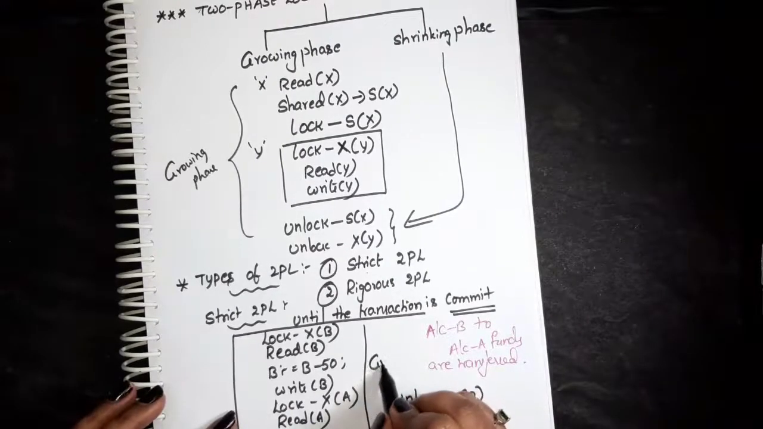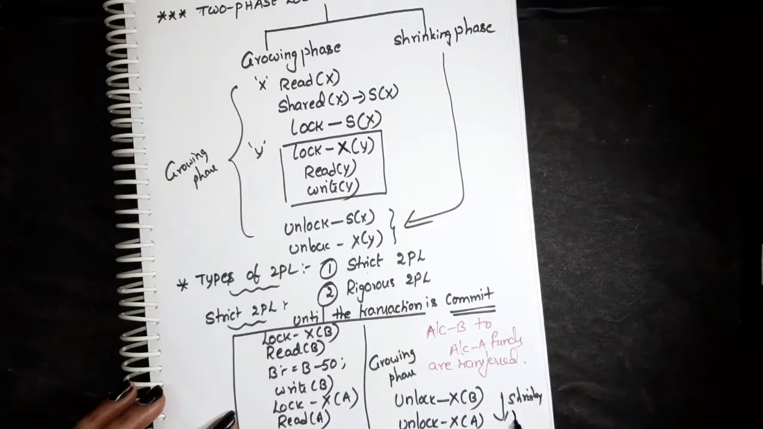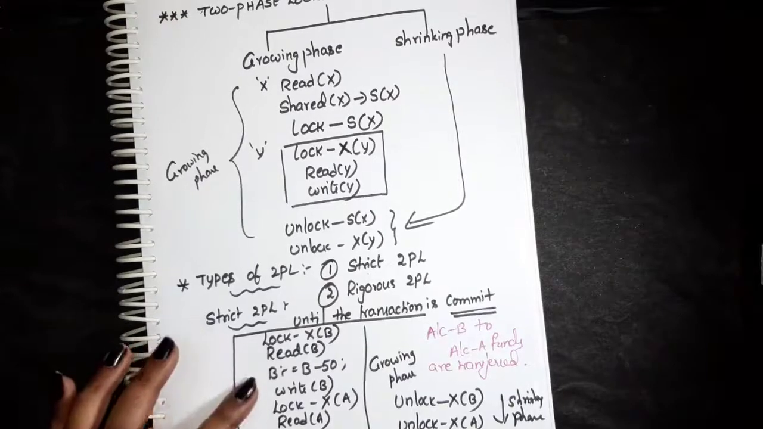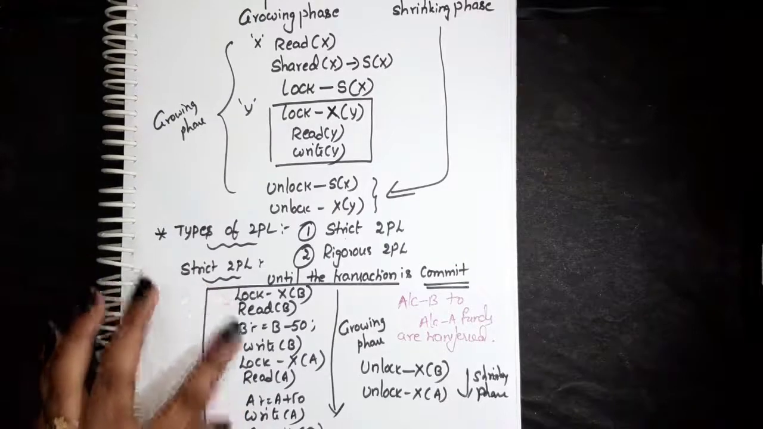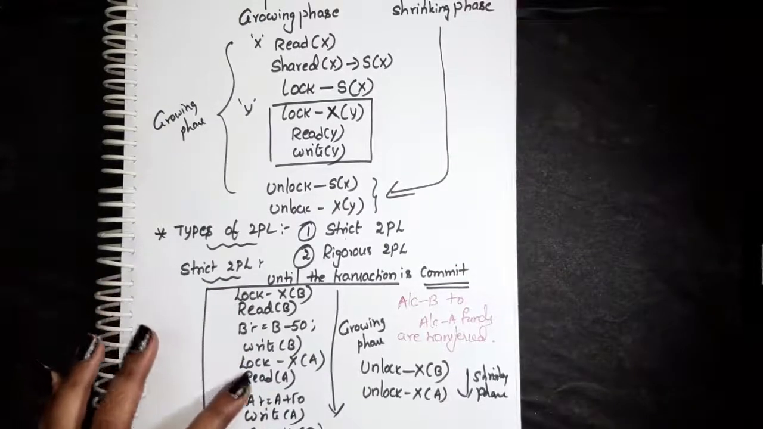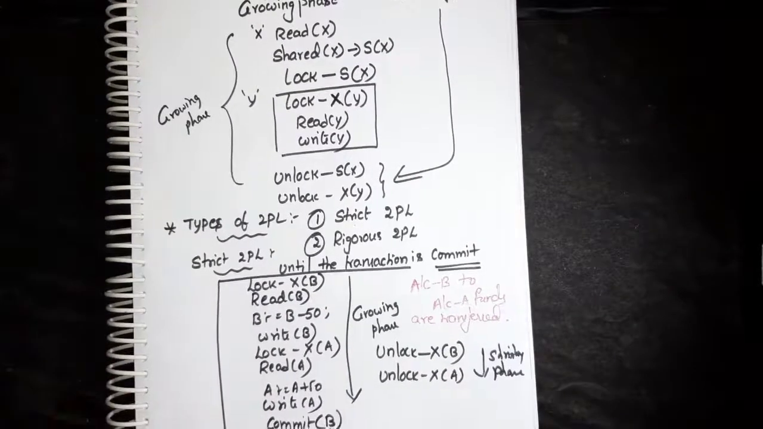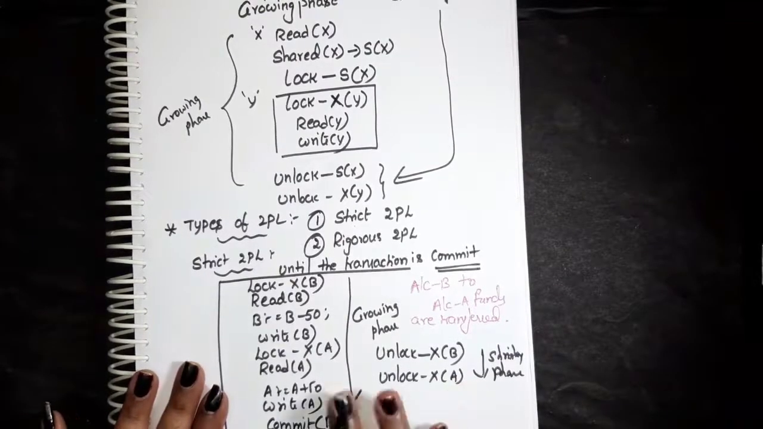This phase we call the growing phase, and this phase we call the shrinking phase. So in strict two-phase locking, you continuously place locks on different data items, and you can't unlock after the completion of B or after the completion of A. After completion of both, the final statement is the commit, and after that the transaction is unlocked. This is what we call strict two-phase locking.